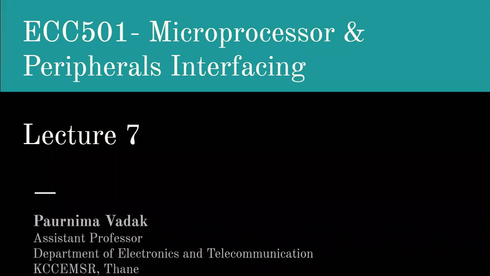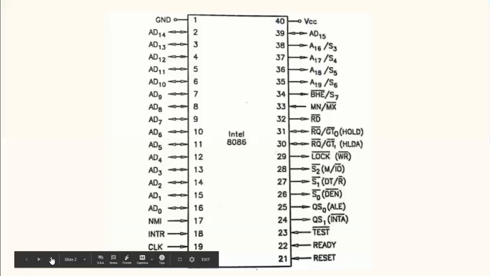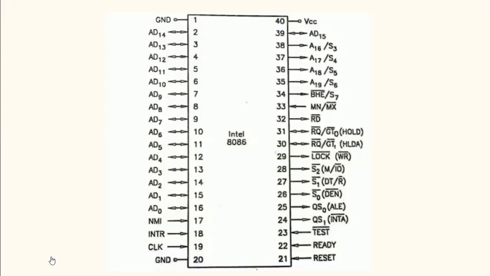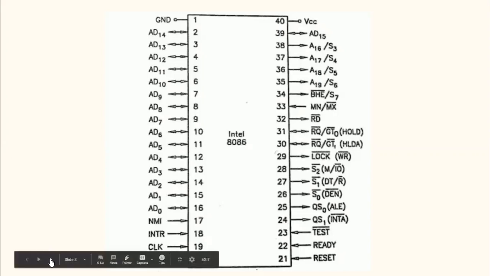This lecture will be based on the function of the minimum and maximum mode signals of 8086 IC. In the previous lecture, we have seen that 8086 is a 40-pin IC, out of which 32 pins have a common function in both minimum and maximum mode, whereas there are 8 pins which will have specific functions in minimum and maximum mode. So let us have a look at these specific function signals.